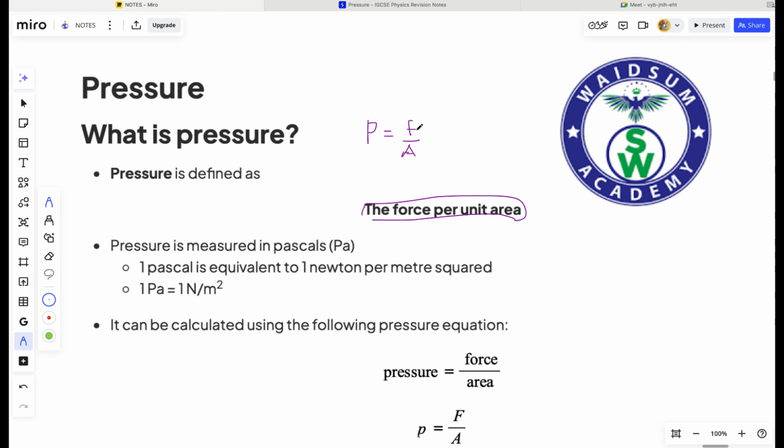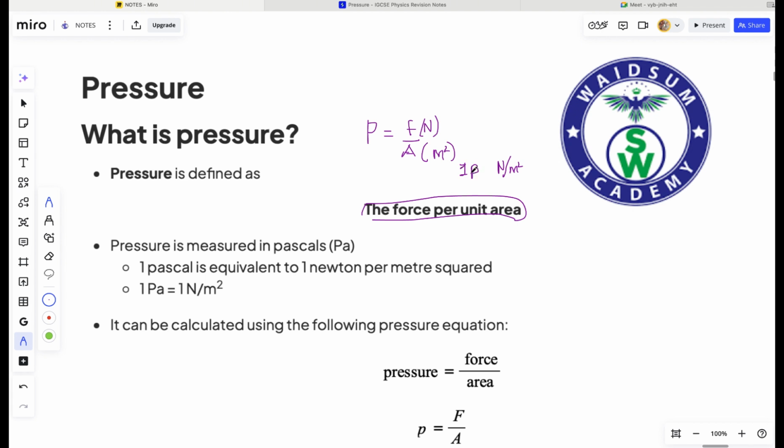Now we say that pressure is force in newtons over area in meters squared. The unit of force is the newton, and the unit of area is meters squared. Which gives us the unit of pressure to be newton per meter squared. So in case you don't know, you can derive the units also. This newton per meter squared is what we call the Pascal, according to the scientists who first discovered pressure. So 1 Pascal equals 1 newton per meter squared. So the unit of pressure is the Pascal, which we write as Pa.